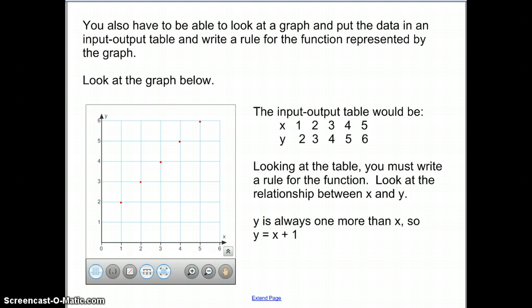Now, looking at the table, you have to write a rule for the function. That means the equation, right? And it should be in the form y equals something, because remember, y is the dependent variable, and x is the one we're putting into the equation. Look at the relationship between x and y. We have (1, 2), (2, 3), (3, 4), (4, 5), (5, 6). So in this case, y is always 1 more than x. So y equals x plus 1.